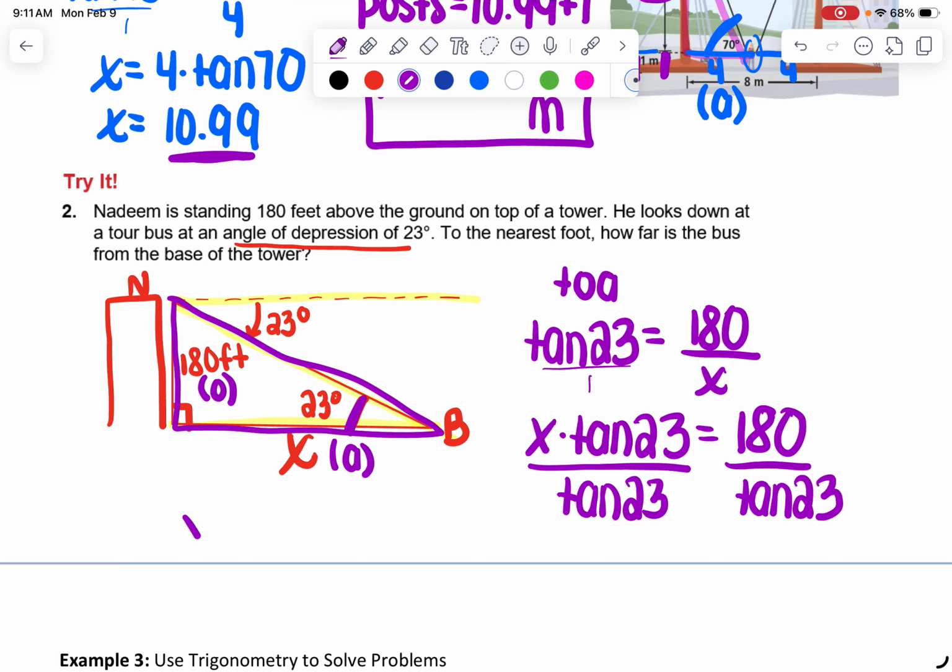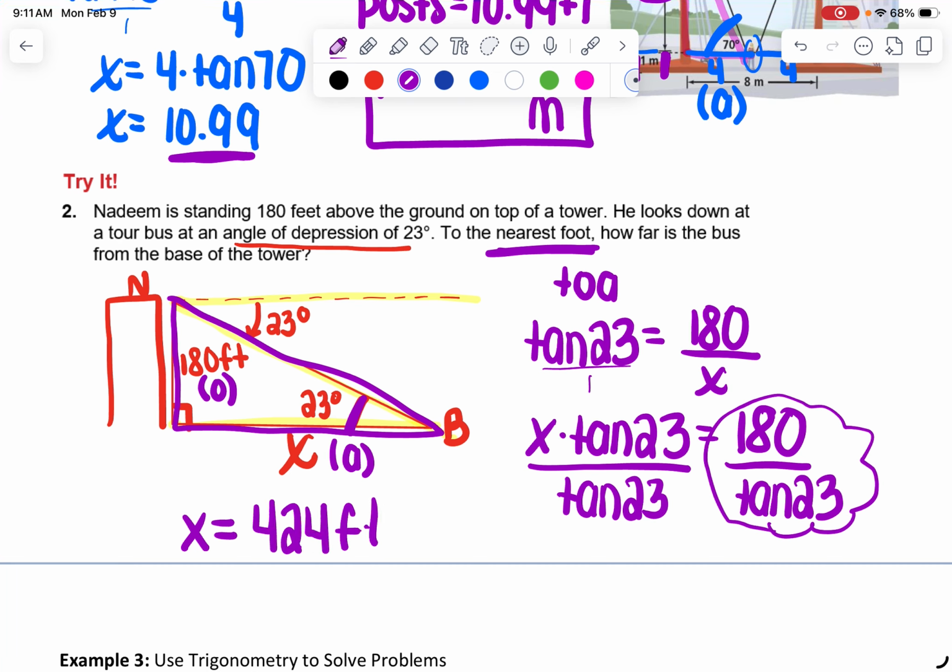And so then your final answer would be just plugging this in your calculator. It says to the nearest foot, so nearest foot is 0 decimals, so just a whole number. It would be approximately 424 feet, and that's it.